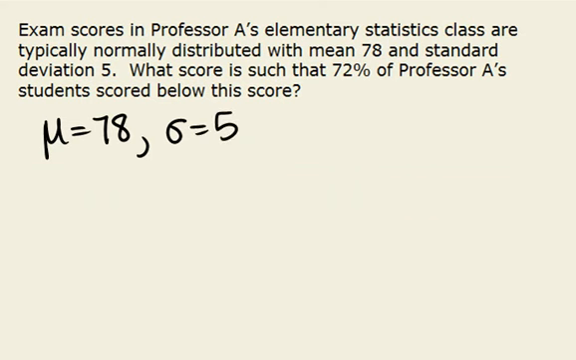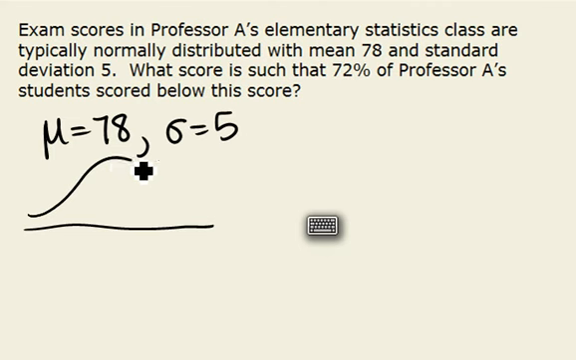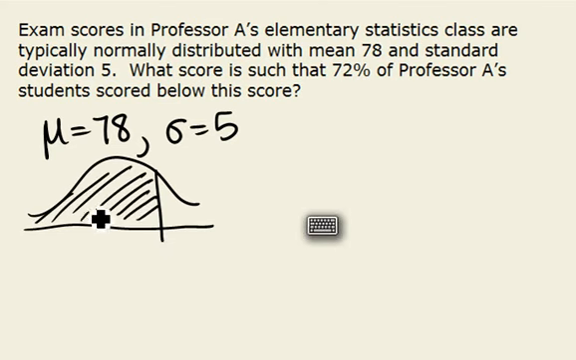And what we want then is to find a score such that 72% of the scores would be below that one. So what we're looking for in terms of a picture is some score where the probability of being less than that score, because we have scoring below that, is 72% or 0.72. So we can think of our normal curve and we want the shaded area to the left to be 0.72.